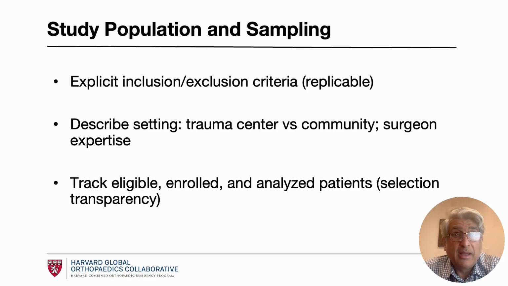Study population and sampling. This is where readers decide if results apply to their patients. So explicit inclusion-exclusion criteria are very important. Describe your setting, whether it's a trauma center versus community, and the level of surgeon expertise. These are all important things to clarify. Track eligible, enrolled, and analyzed patients. Be precise. Adults with tibial shaft fractures is not enough. Open, closed, OTA, AO classification, polytrauma, etc. Even in retrospective work, describe the source population and how records were identified.